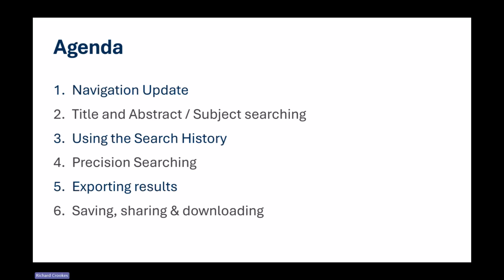So I'll highlight those. And also the matter of precision searching, which is essentially the same as it was with the legacy interface. And also the matter of exporting results. I know we've had some questions about direct exporting, so again, I can point out the way you go for that, etc. And also saving, sharing, and downloading. So there have been some changes, especially in relation to what you can do with the search history.